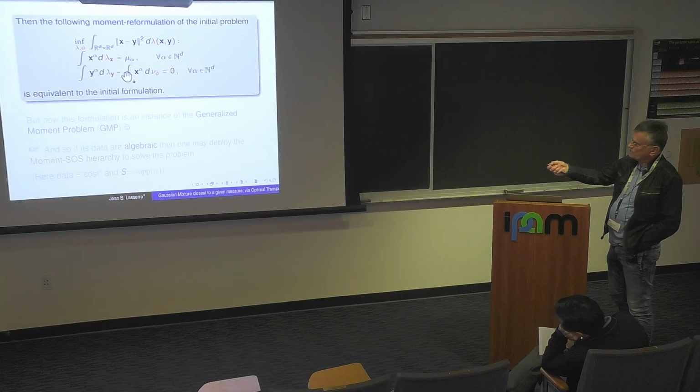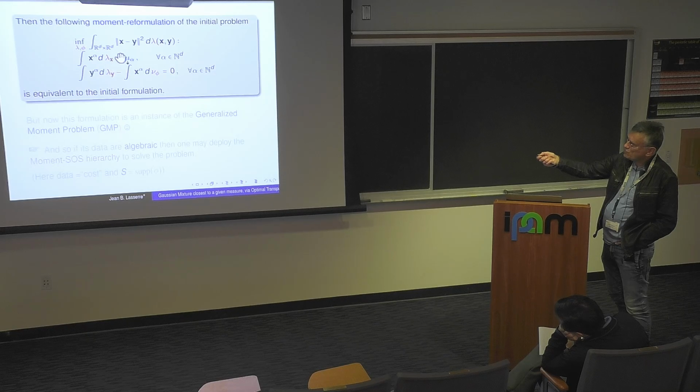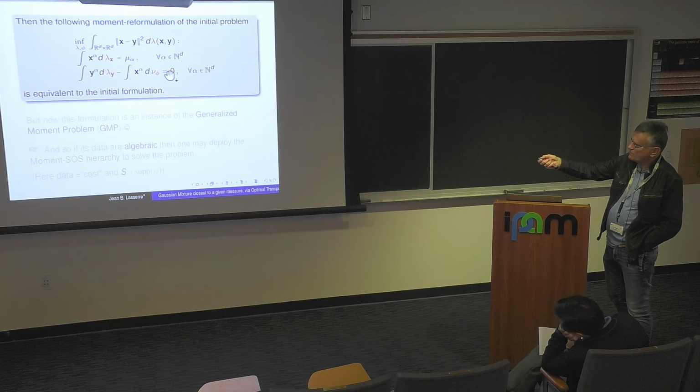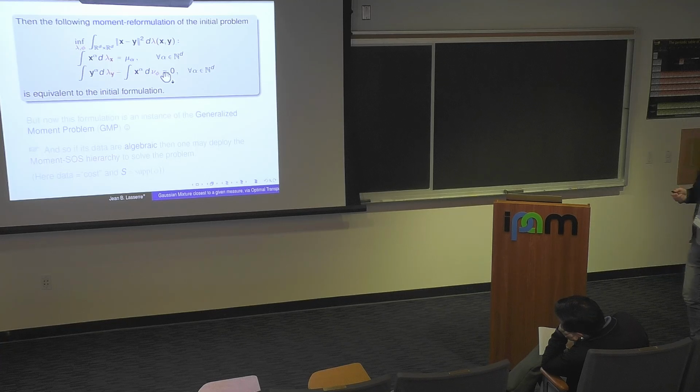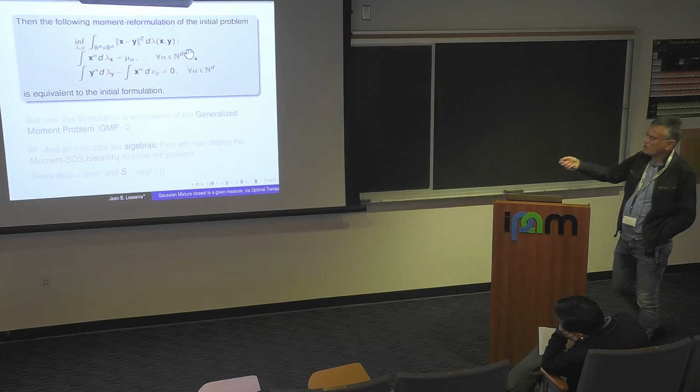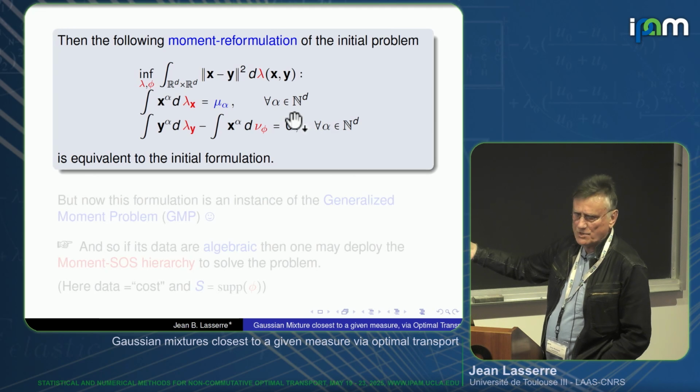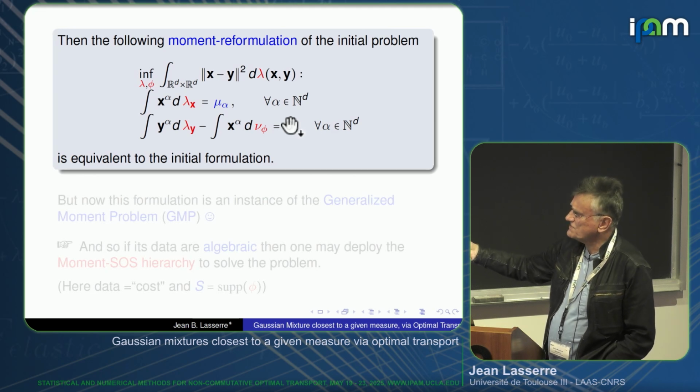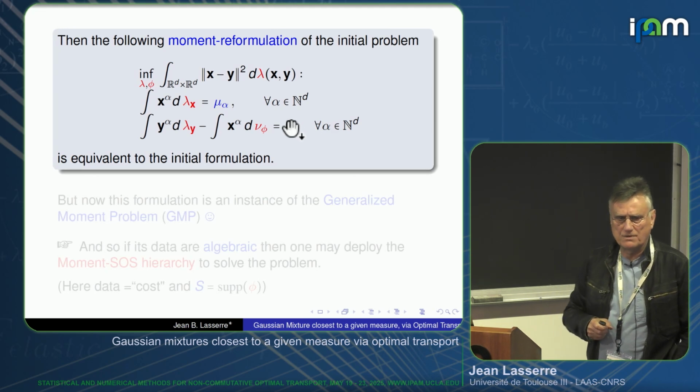So you can replace the equality of lambda x and mu by the equality of moments. Same thing for the Gaussian mixture: you say that all moments of lambda y and nu phi are the same. And then this problem now has countably many linear constraints, but it is completely equivalent to the previous problem.